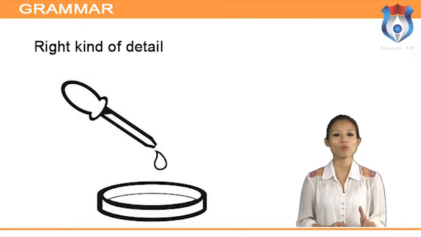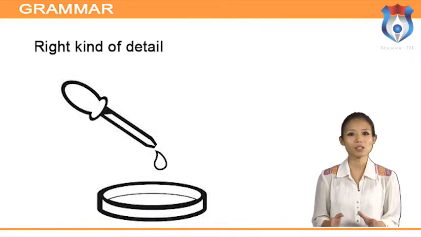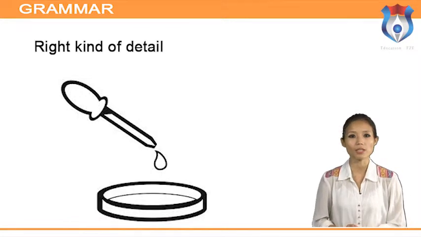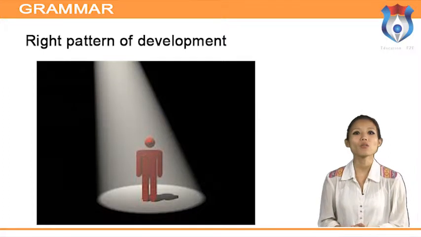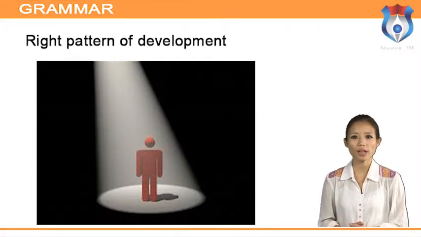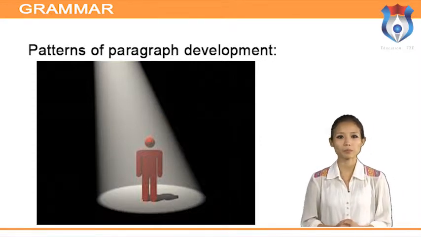Developing paragraph with the right kind of detail. The right details should be given according to the demands of the assignment and the discipline we are writing in. Developing paragraphs with the right pattern of development. It refers to the kind of support we provide to make our point. Here are some pattern of paragraph development.